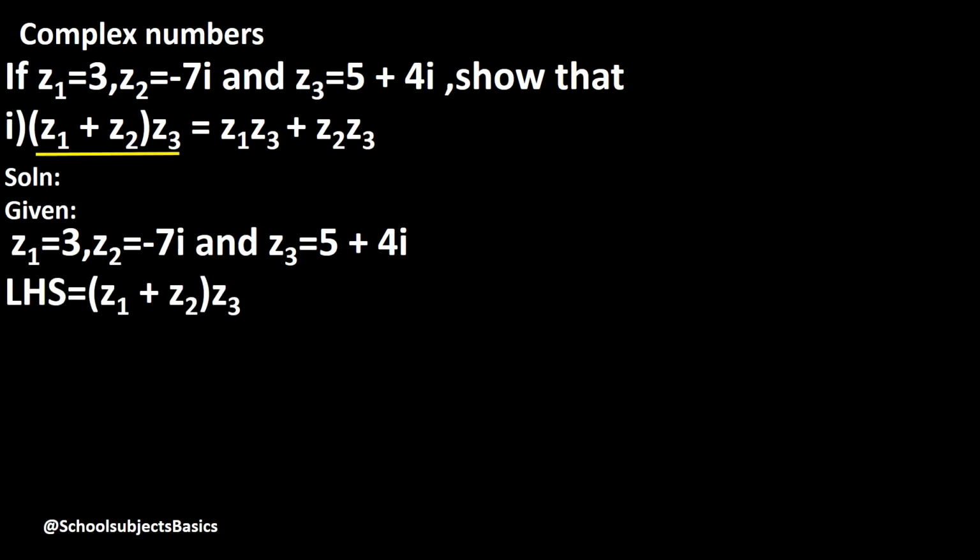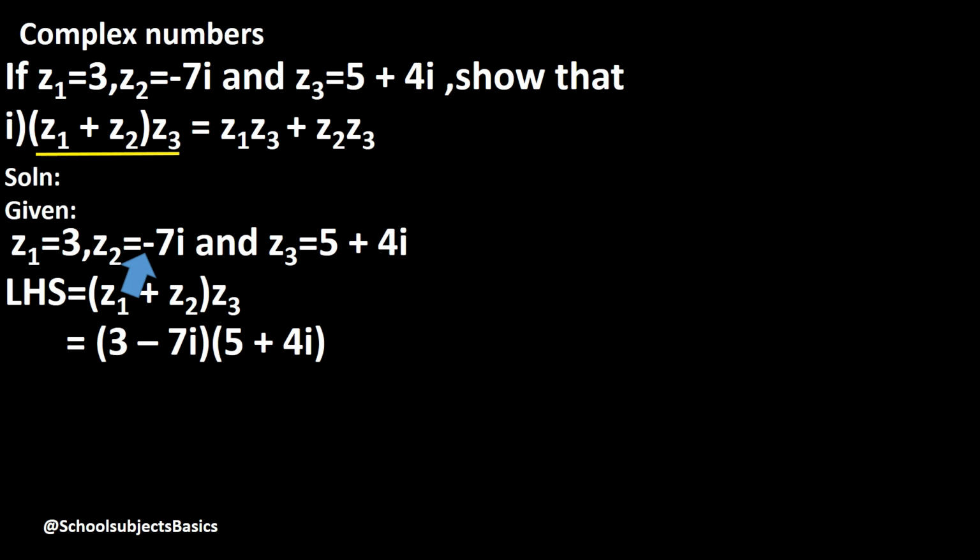So what is LHS here? (z1 plus z2) into z3. Now we will substitute the values and find the value of it. In the place of z1 we substitute 3, in the place of z2 we substitute minus 7i, and in the place of z3 we substitute 5 plus 4i. So now the values are substituted. That is (3 minus 7i) into (5 plus 4i).